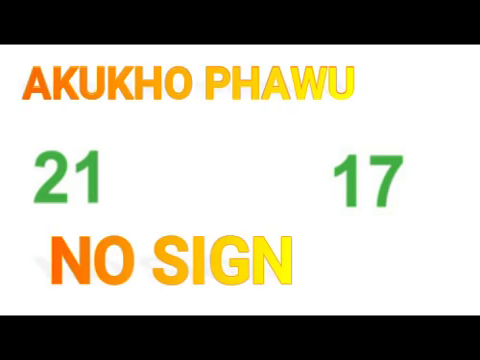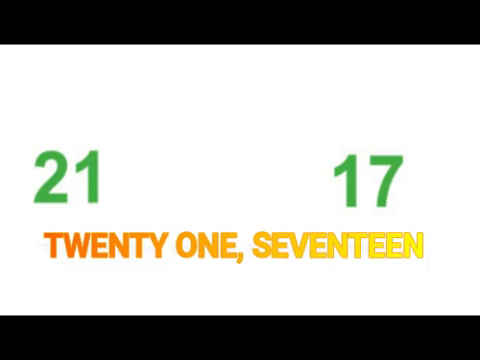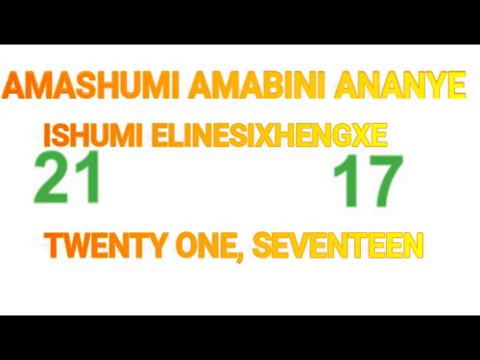Look, there is no sign or symbol between these two numbers. Jonga, akukho phawu phakathi kwala manani mabini. Which symbol must we put between these two numbers? Luluphi uphawu omasilubeke phakathi kwala manani mabini? On the left there is 21 and on the right there is 17. Ngasesandleni sokunxele kukho amashumi amabini ananye. Ngasesandleni sokudla kukho ishumi elinesixhenxe.